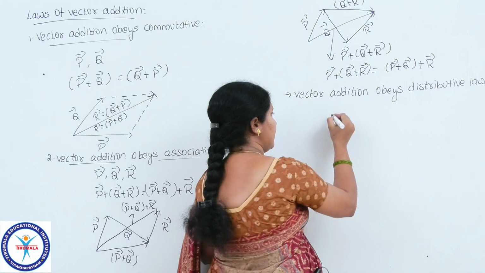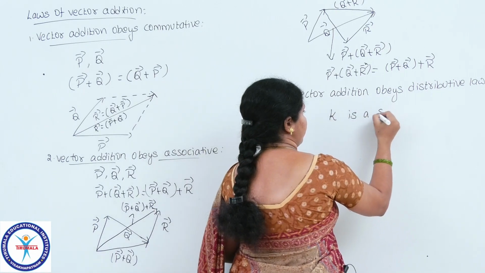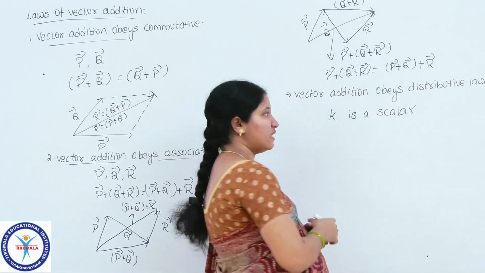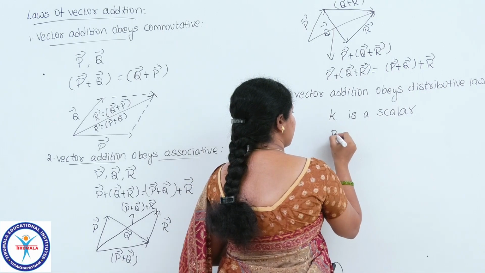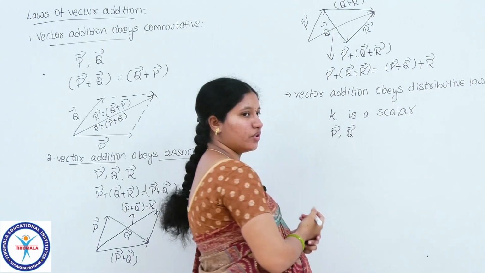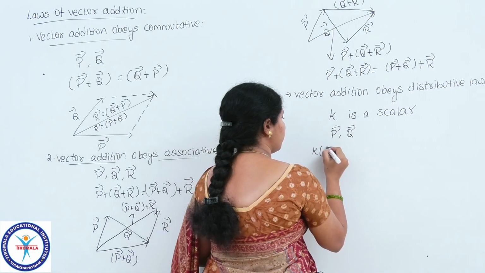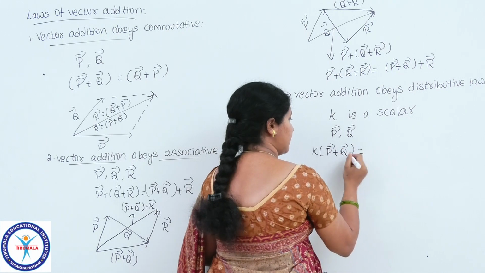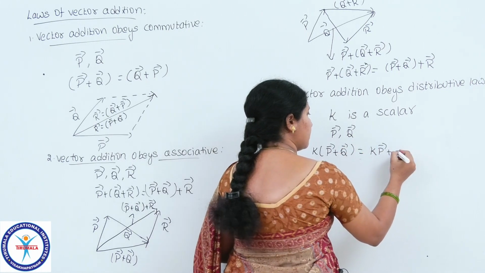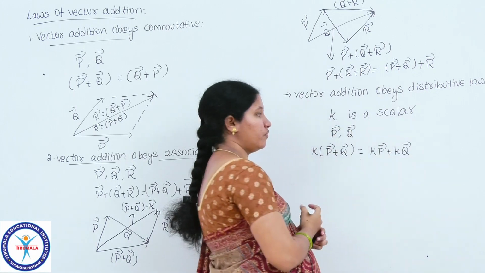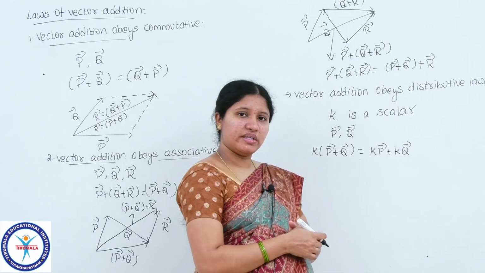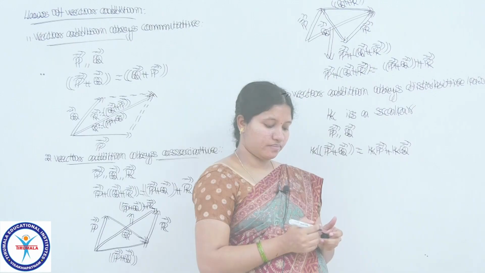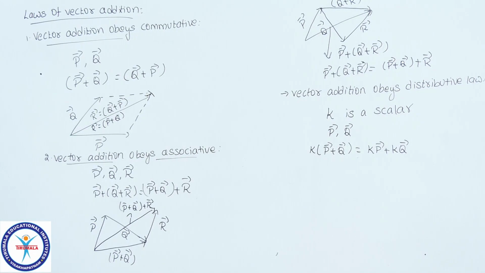So consider k is a scalar and let us consider two vectors p bar and q bar. So k into p bar plus q bar is equal to k into p bar plus k into q bar. So as both LHS and RHS are equal, we can say that vector addition obeys distributive law. Now let us see subtraction of vectors.